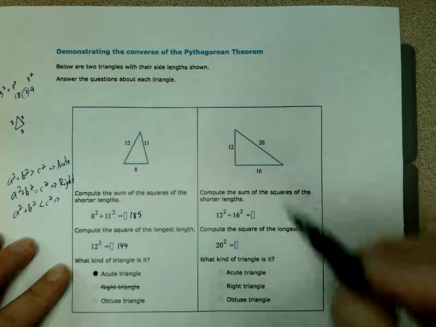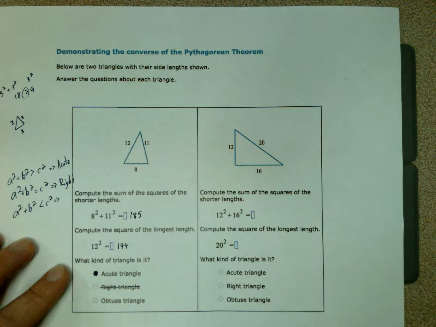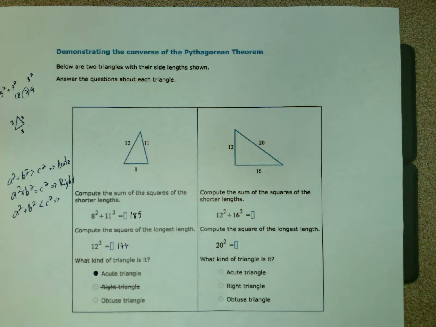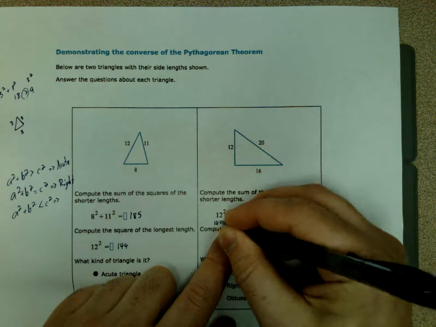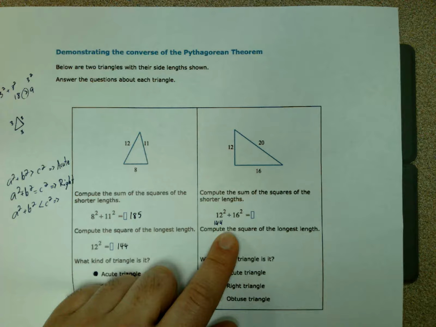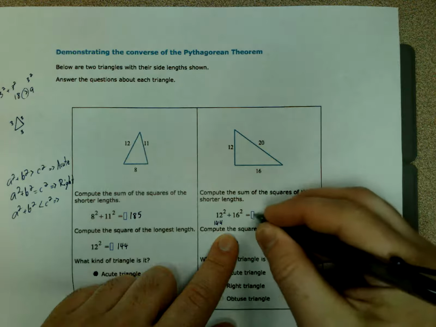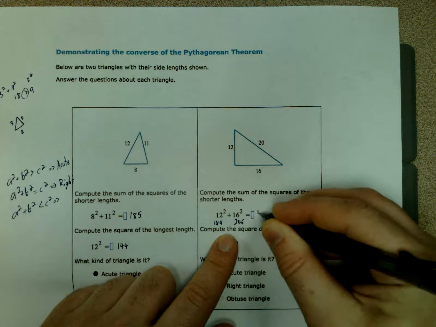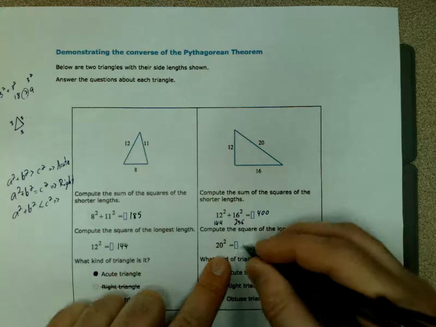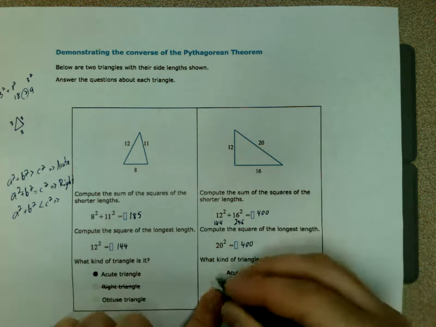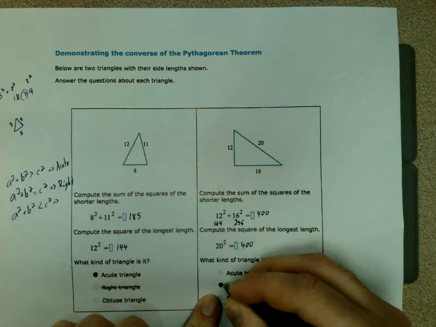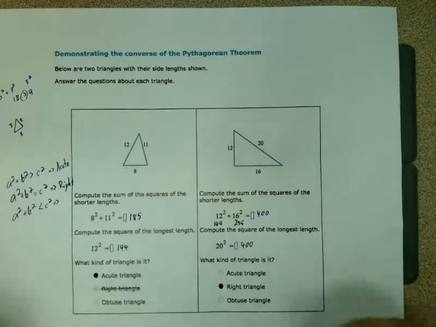All right, what about over here? In this one, my a and b are 12 and 16, and my c is 20. So 12 squared is 144, plus 16 squared, which is 256, which is 400. And then 20 squared is also 400. If those are equal, then you don't have to worry about our inequalities. It's automatically a right triangle.